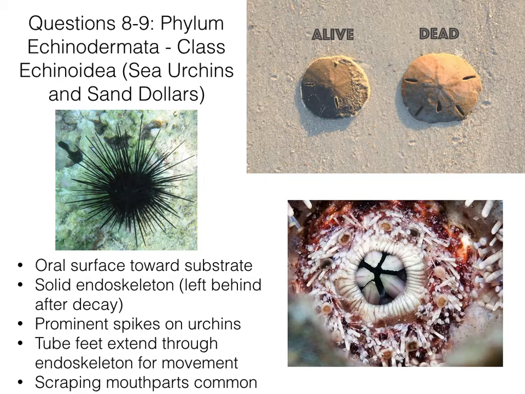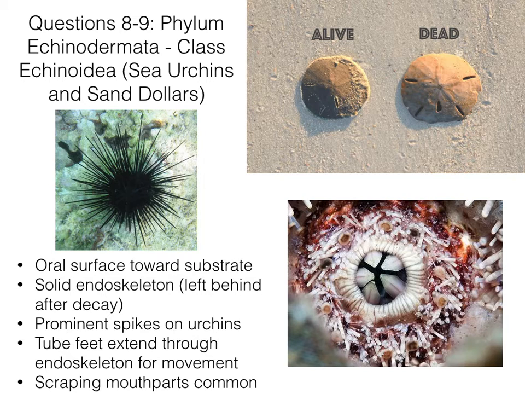The next class is Echinoidea. These are the sea urchins and sand dollars. Okay, sand dollars are basically really flat urchins. Probably when you think of a sea urchin, you think of the thing on the left, which are more ball shaped and really, really spiny. But sand dollars are part of this group too, and they're just much flatter, and their spines are not very prominent at all.